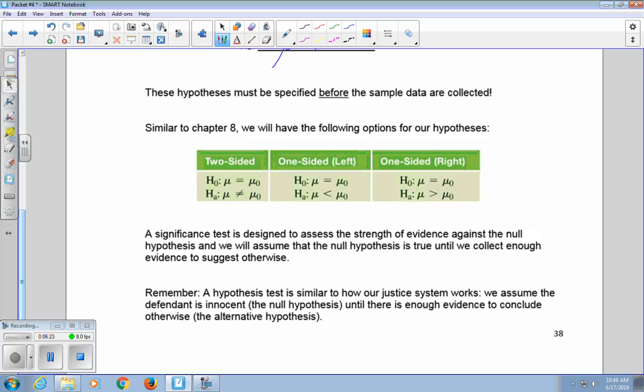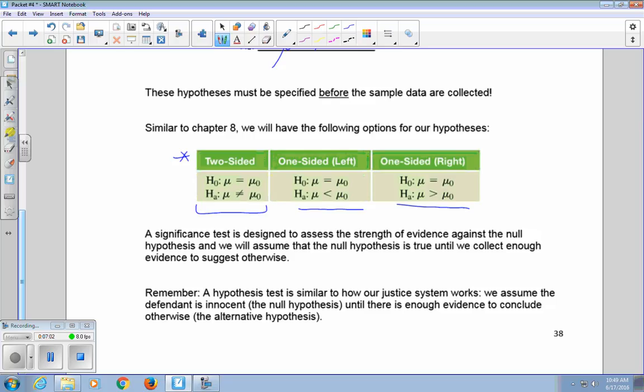We can have a two-sided test, and this is the one that we're first looking at, where our null says that we're equal to mu naught, and our alternative says we're not equal to mu naught, which means that we're going to be looking in both tails when we're working with this one, and that's why it's two-sided. The other two options are both one-sided. One is to the left, where the alternative hypothesis is mu less than mu naught, and then one is to the right, where the alternative hypothesis says that mu is greater than mu naught.